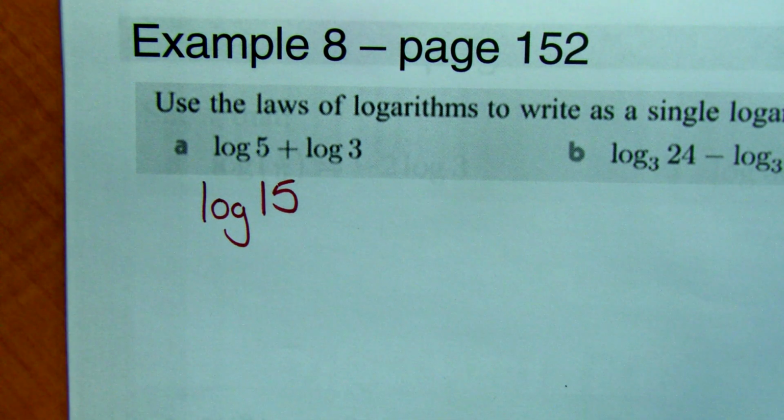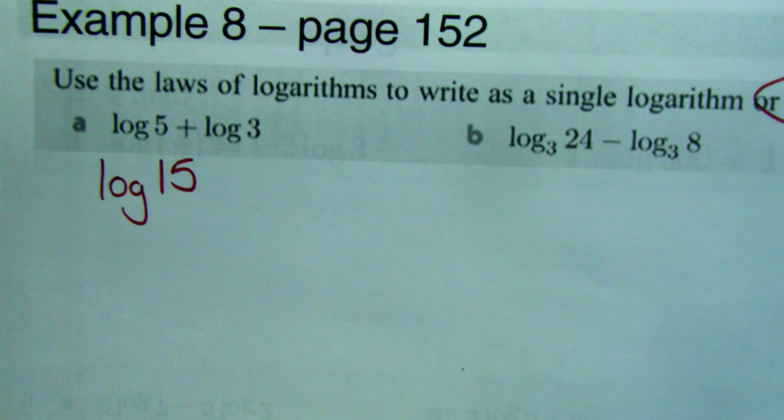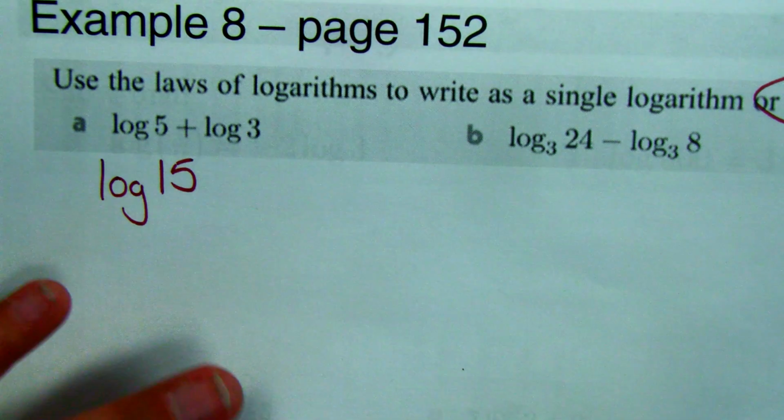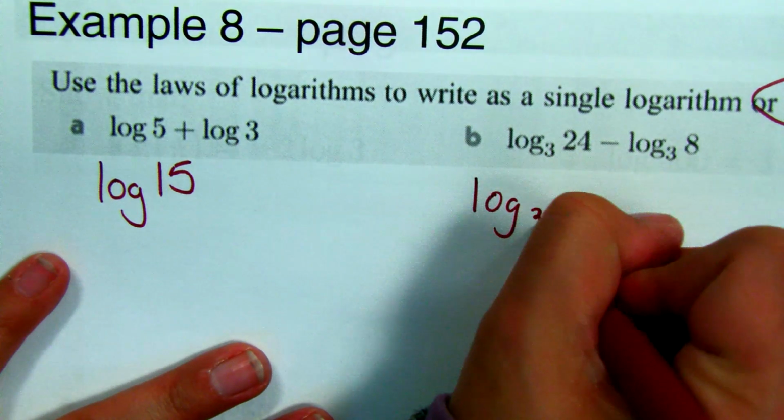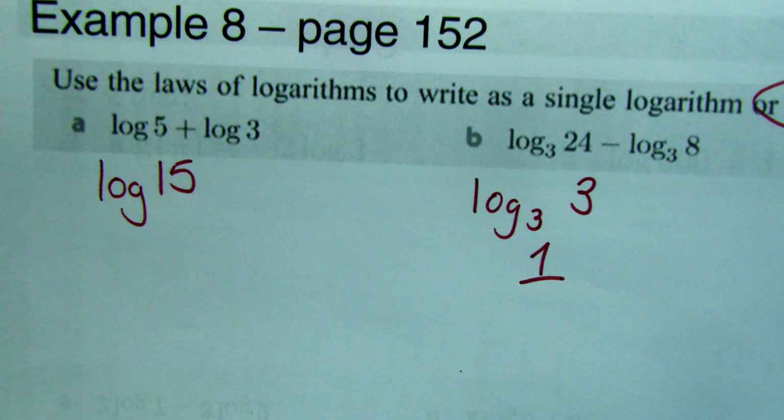Questions? Am I going too fast? Okay. B says that we have log base 3 of 24 minus log base 3 of 8. Subtraction is what, everyone? Division. So we have log base 3 of 3. Can this be simplified? Yes, the final answer is 1.